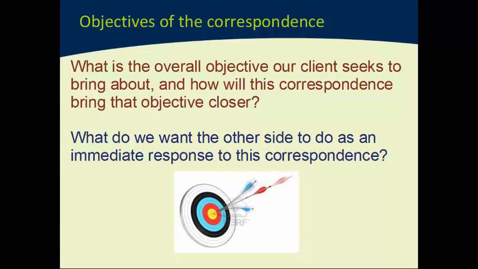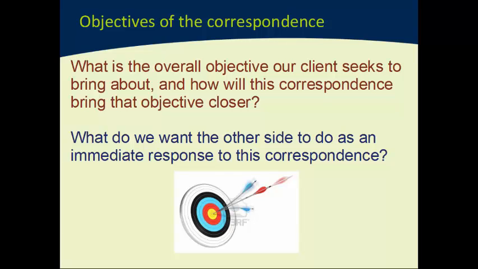The second question to think about in terms of objectives is, what do we want the other side to do immediately? We might want them to immediately withdraw their application and file a notice of discontinuance. We might want them to immediately respond by indicating whether they'd be prepared to undertake mediation. We might want them to immediately apologise. We might want them to immediately clarify something that they've said in previous correspondence.